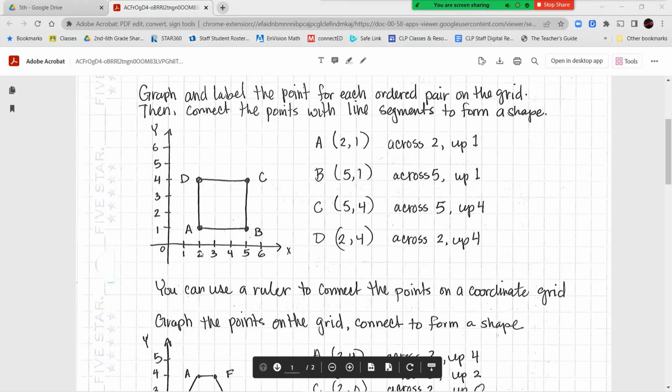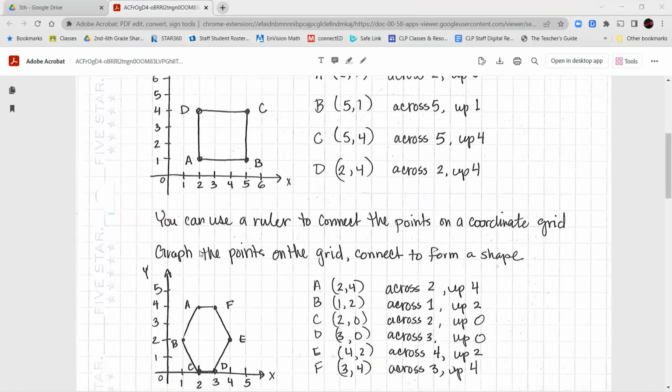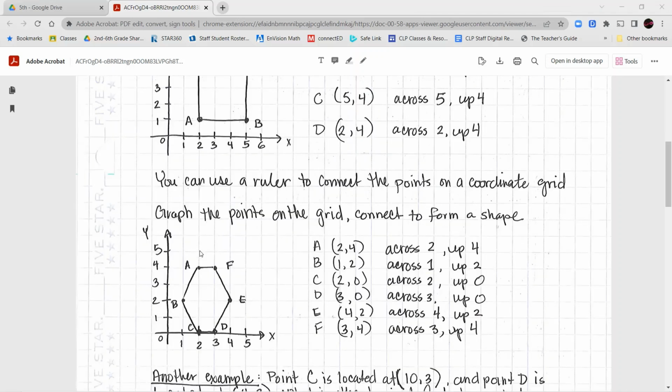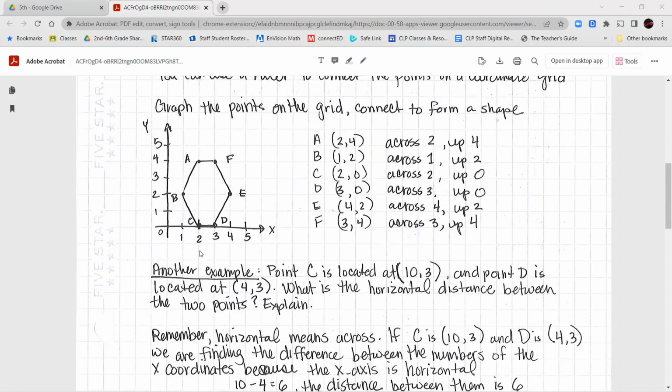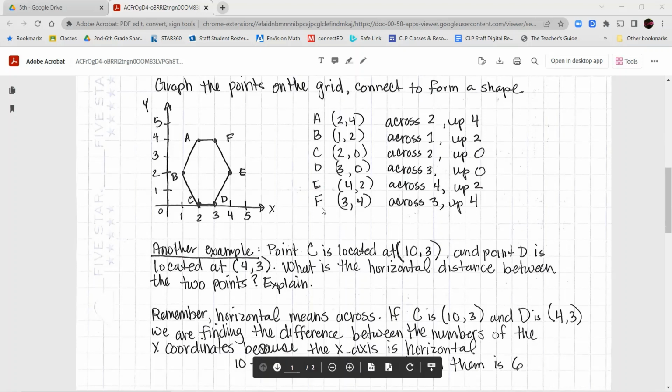Now, when I connected these together, you can see that I formed a square. So that was a shape that I made when I connected the points with line segments. Now, you can use a ruler, and you should use a ruler to connect points on a coordinate grid. For the next one, it says graph the points on the grid and connect to form a shape.